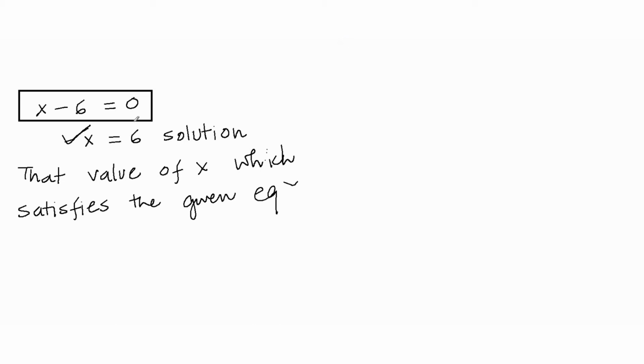Therefore, the root of this particular equation is x equals 6. So solution is also known by the name root, and there is one more name to this, which is the 0, right? So these are the three terms that mean the same thing. The solution or the root or 0 is that value of the variable which satisfies the given equation.